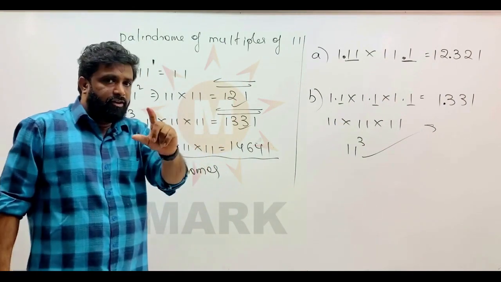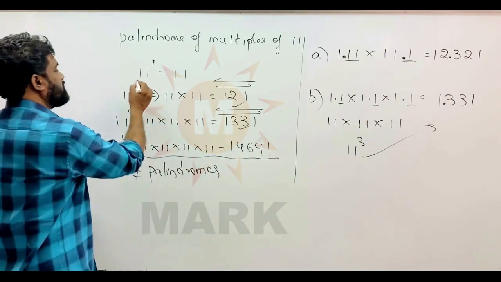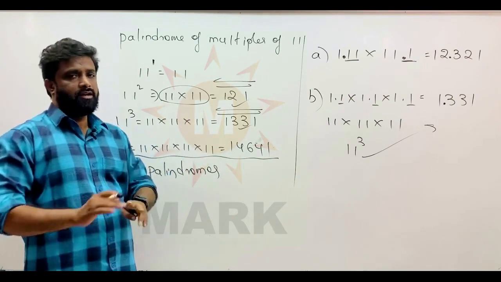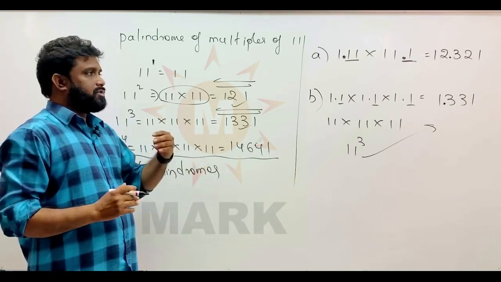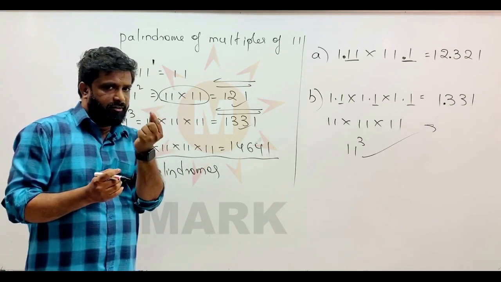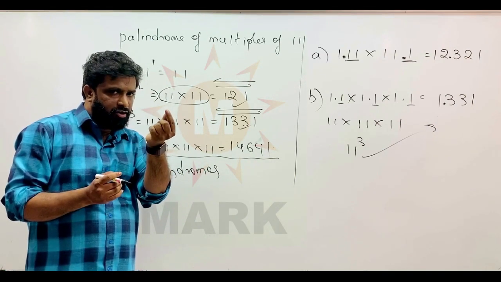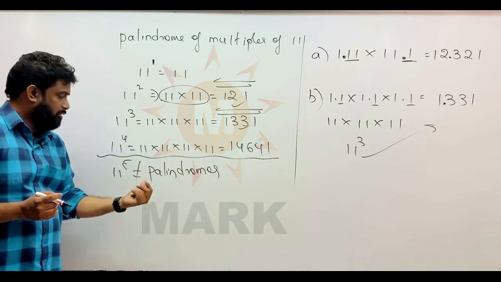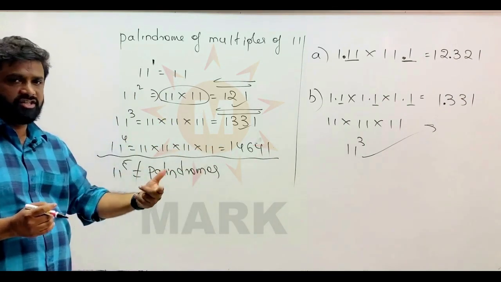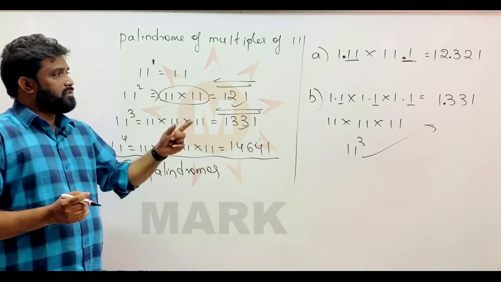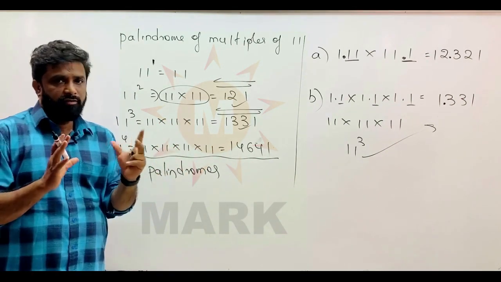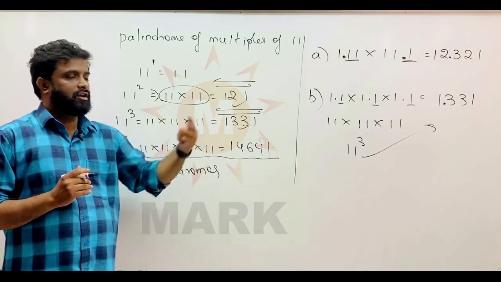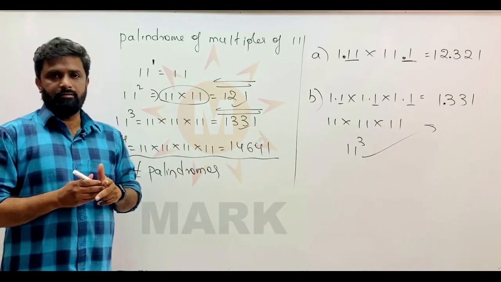So there is a lot of difference. 11 into 11 is the only common thing in the pyramid, but remaining everything is different. So there is a fine line of difference between multiplication of ones and the palindrome concept. That palindrome also, up to 11 power 4 only that order will come. From 11 power 5 the palindrome structure will not come. You can check if you want. This is a fine line of difference you need to be careful about when you are attempting these kind of questions in the examination.